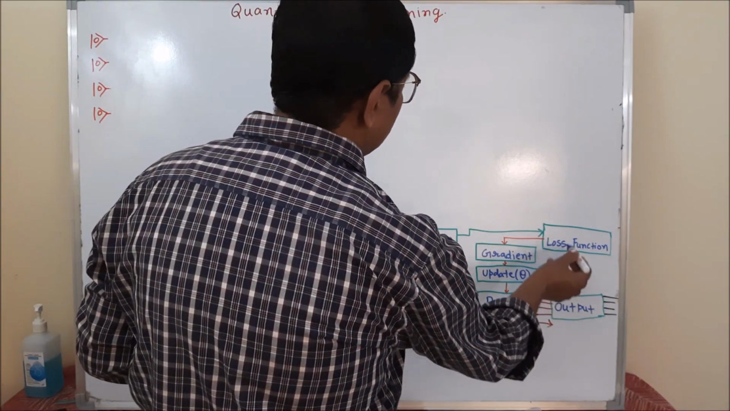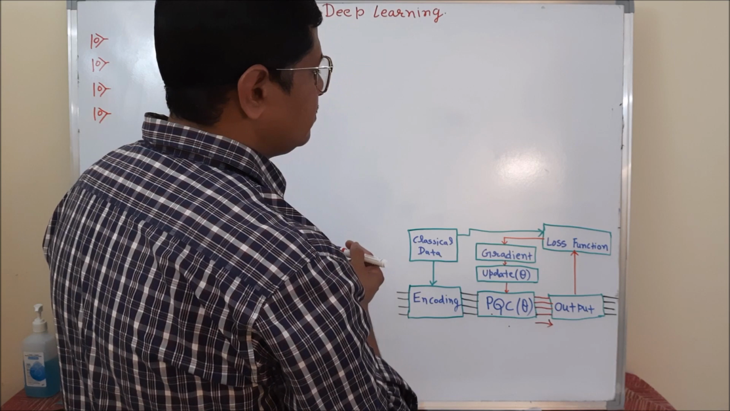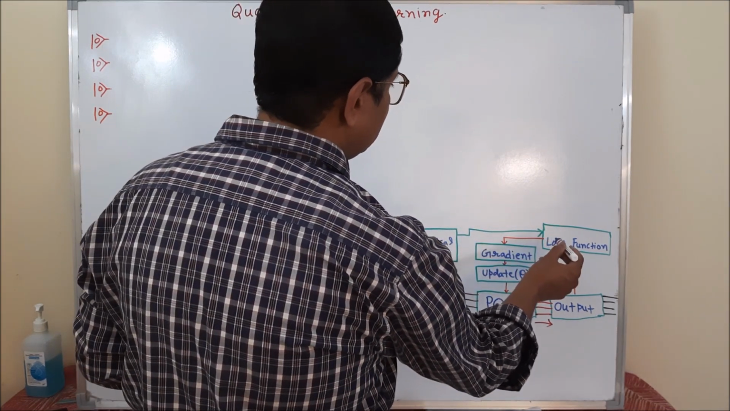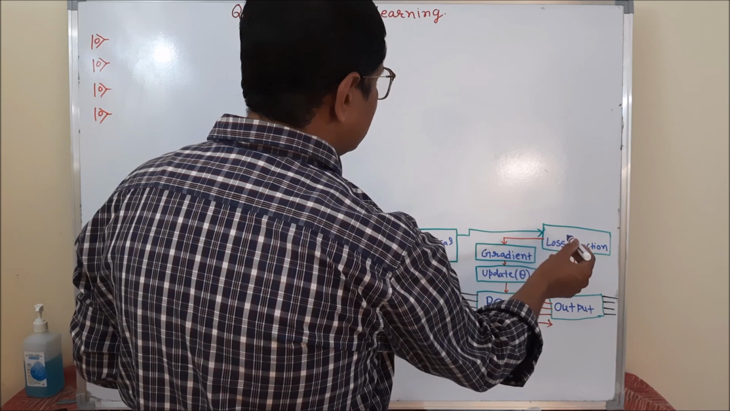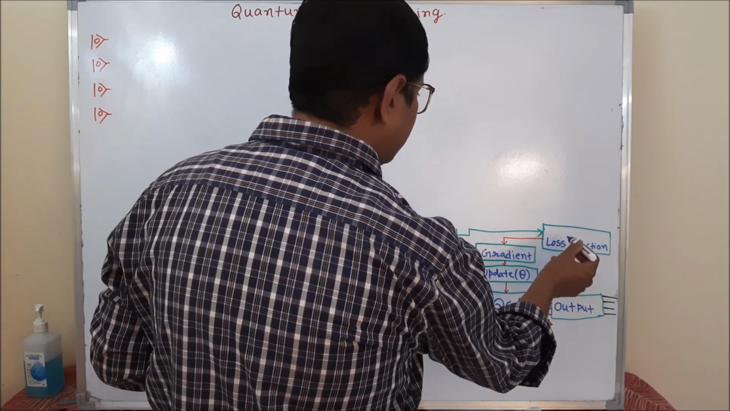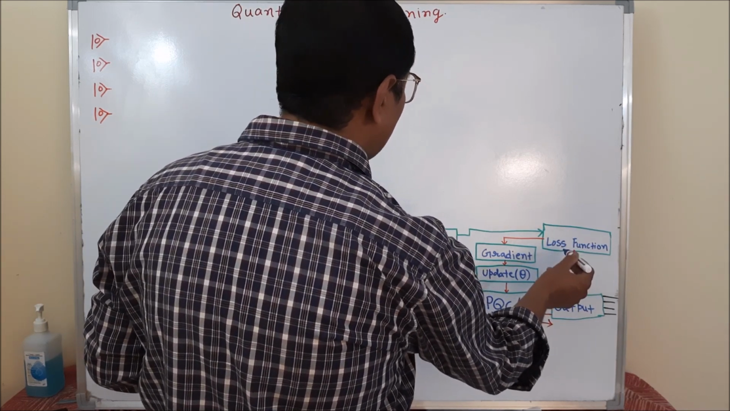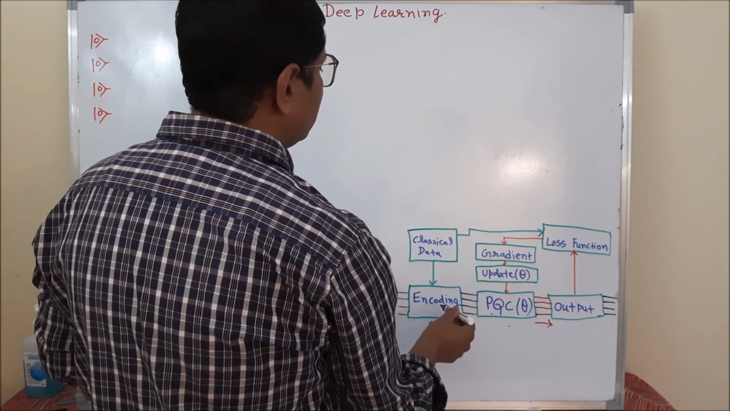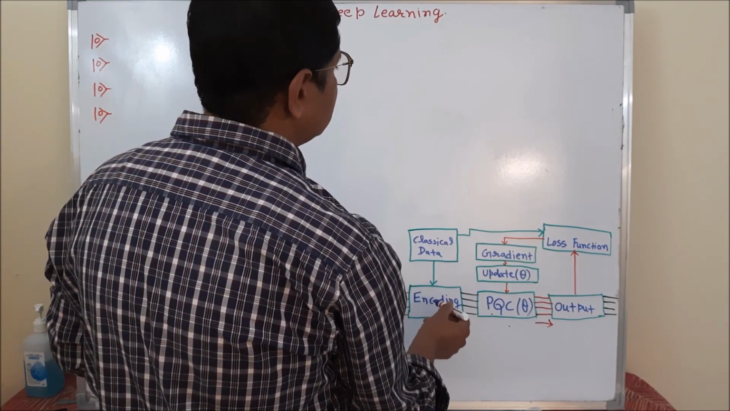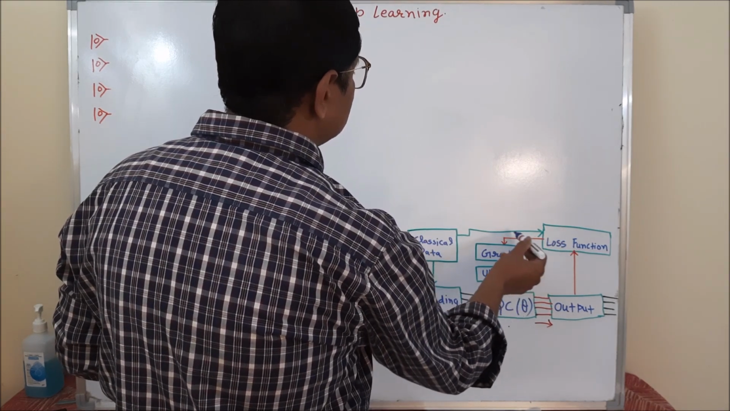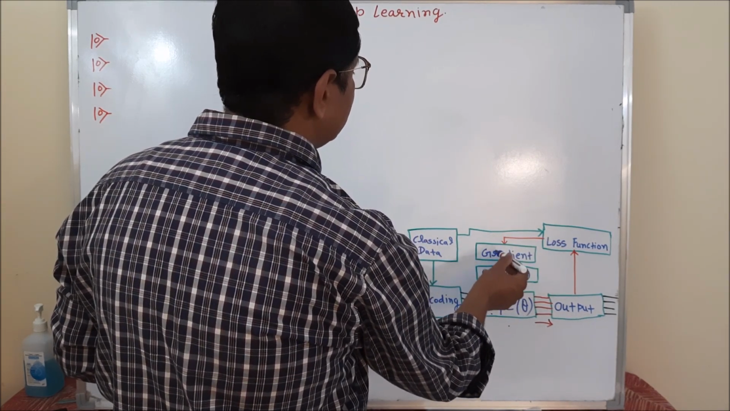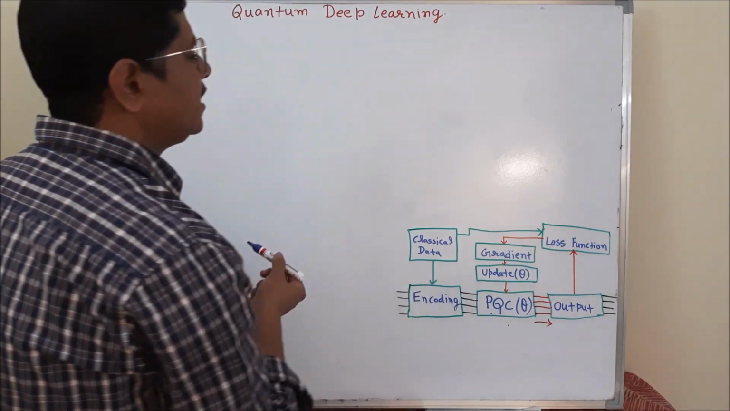So we use the output and pass it through the loss function. The loss function will give the information like how far we are from the actual prediction results. Once we get the loss value, we use it in the gradient computation.